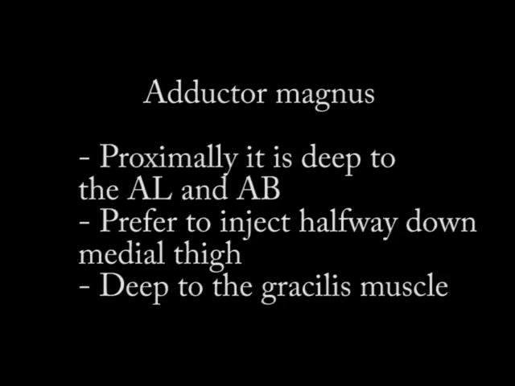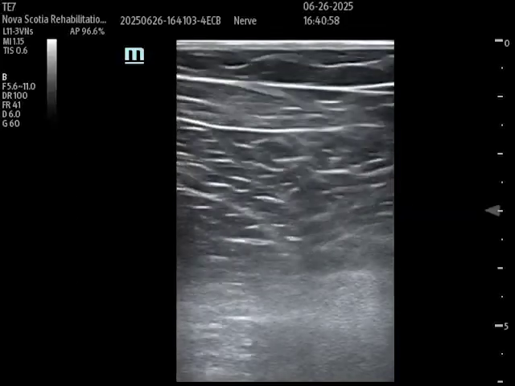Proximally, as I've shown, we know it's deep to the adductor longus, AL, and the adductor brevis, AB. Now, I prefer to inject at least a third to halfway down the medial thigh because now it's more superficial. It's easier to access. At this level, it's deep to the gracilis muscle, and we're going to use this relationship to identify the muscle.